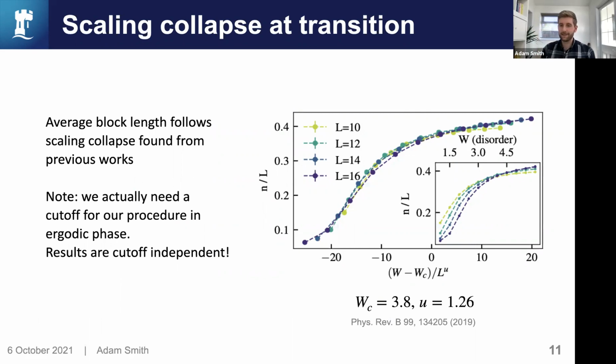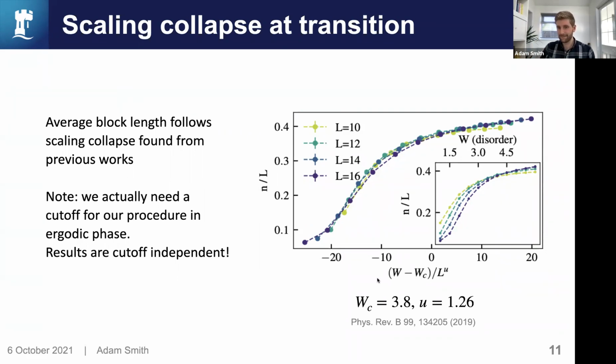So then we essentially try to look at this transition. We pick eigenstates in the middle of the spectrum, a couple hundred of them. We average over different disorder realizations, and we look at different system sizes. And then we vary the disorder strength, and we count the number of blocks that we decompose it into. And now this quantity, the average number of blocks divided by L, satisfies a scaling collapse, which was found in previous works.